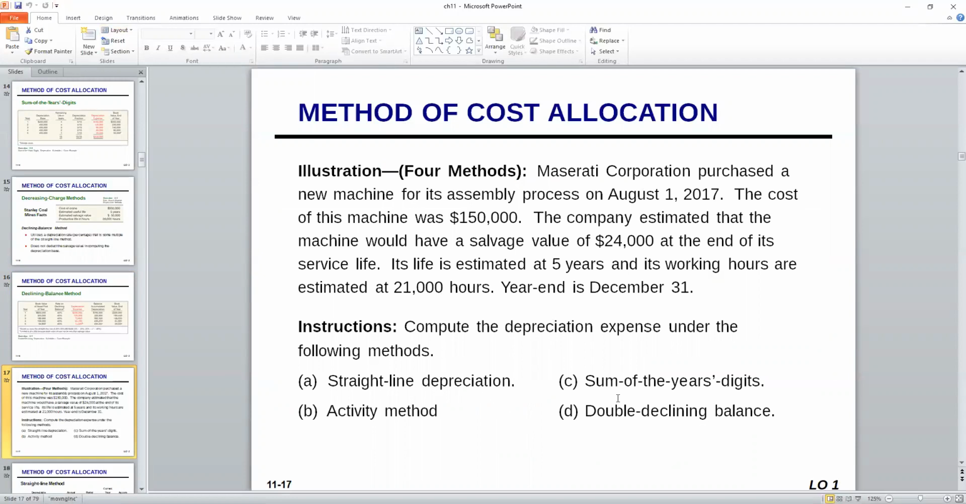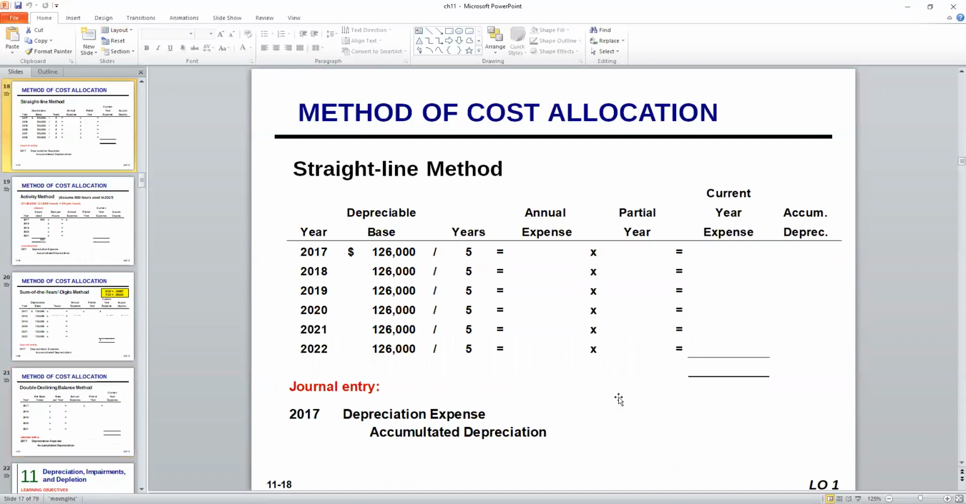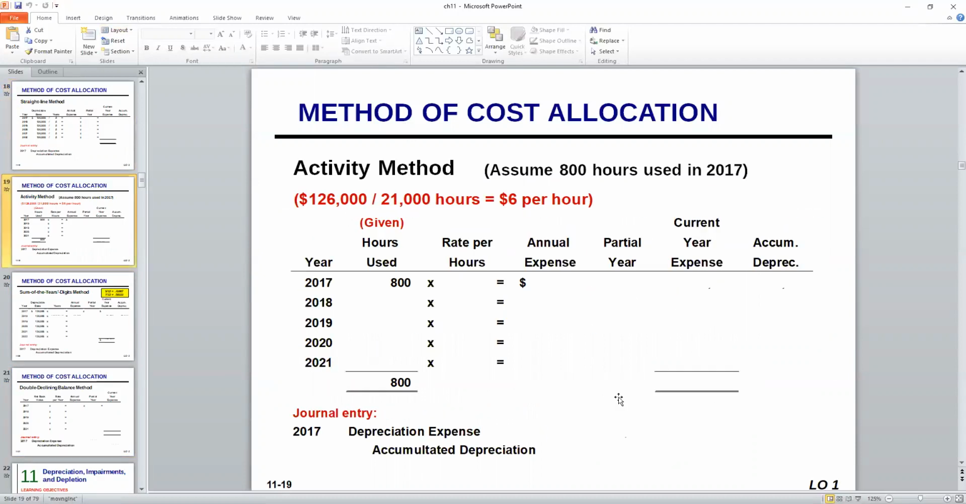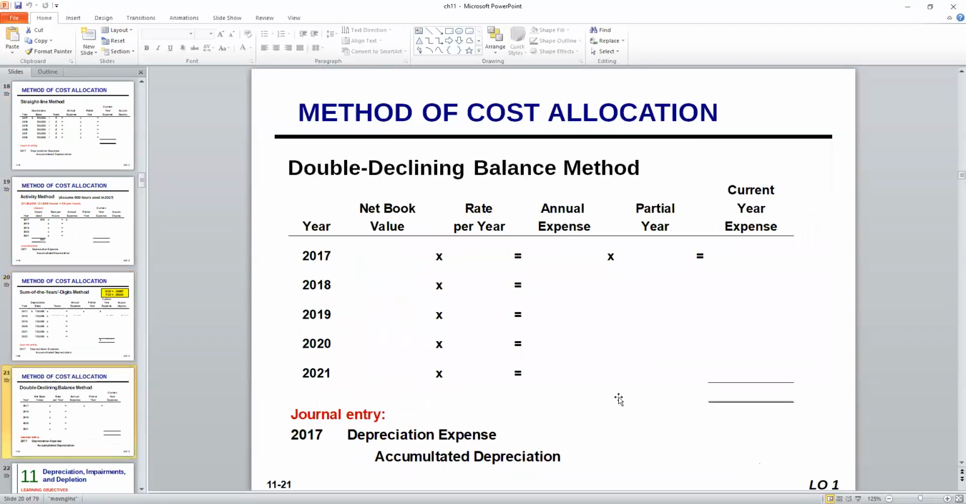So here's an illustration that you could walk through using the 4 methods that we just discussed. So give you something to practice if you'd like to.